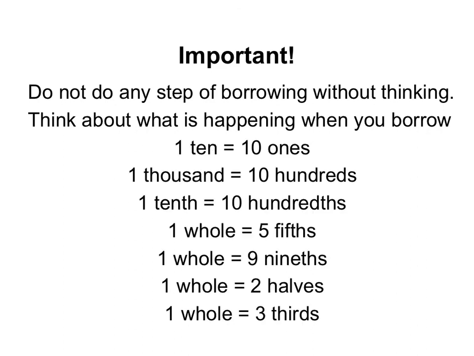So examples, when I take 1 ten, that becomes 10 ones. If I take 1 thousand, that becomes 10 hundreds. If I take 1/10, that becomes 10 hundredths. Think about that as you're doing it, and you definitely have to think about it with fractions. 1 whole becomes 5/5, or 9/9, or 2 halves, or 3/3, or 17 seventeenths, or 42/42, etc., etc. You have to think about that borrow.